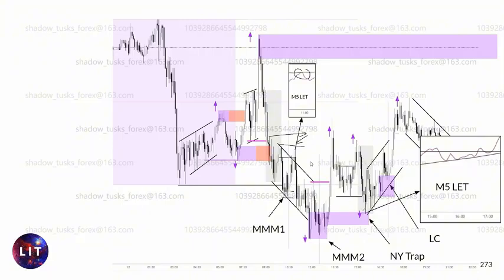And then after our completed cycle, away from the overall inducement, we have our M5 trade, multiple in this case. 1, 2, 3. Okay, so let's jump into the entries themselves.